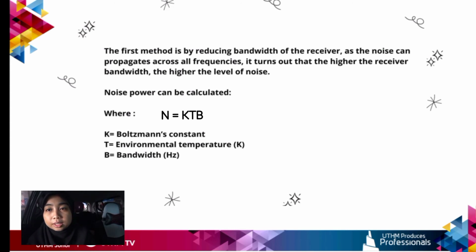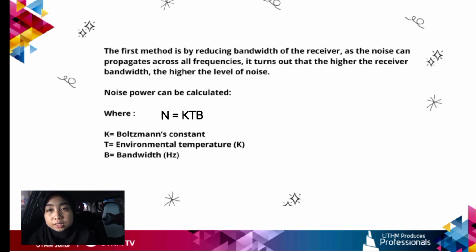The first method that we suggest is reducing the bandwidth of the receiver, as noise can be propagated across all frequencies. It turns out that the higher the receiver bandwidth, the higher the level of noise. Noise power can be calculated as in the formula given: N equals kTB, where k is the Boltzmann constant, T equals the environmental temperature in Kelvin, and B is bandwidth in Hertz. From the equation shown, the noise power is directly proportional to the Boltzmann constant, environmental temperature, and also bandwidth. So when the bandwidth is reduced, the noise power is also reduced.